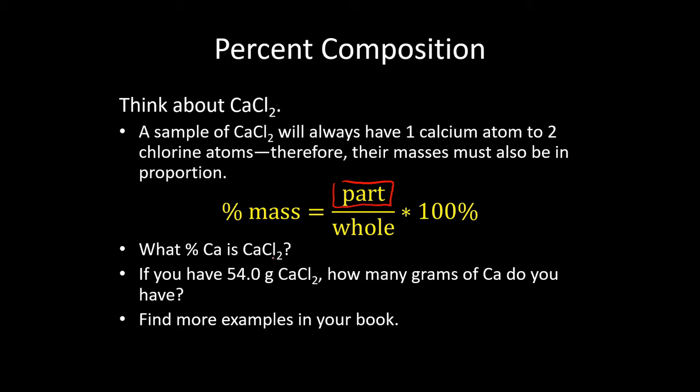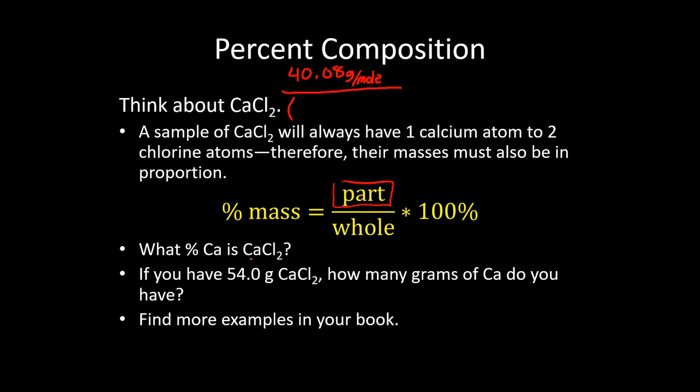So for calcium chloride, as an example here, if we want to know what the percent calcium is in this particular molecule, what we need to do is find the mass of calcium and then divide that by the mass of calcium chloride. So if we look at the periodic table, calcium has a mass of 40.08 grams per mole. So that's just the one part we're interested in, because we're trying to find the mass percent of calcium.